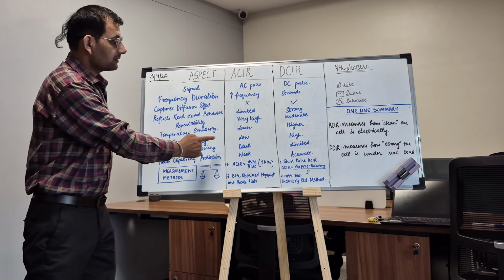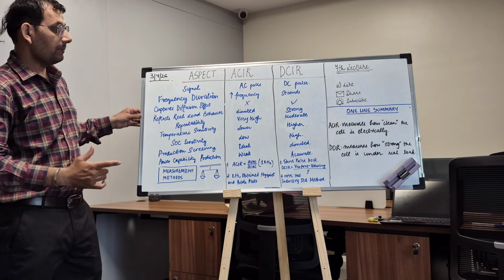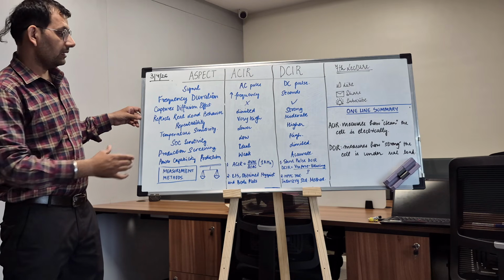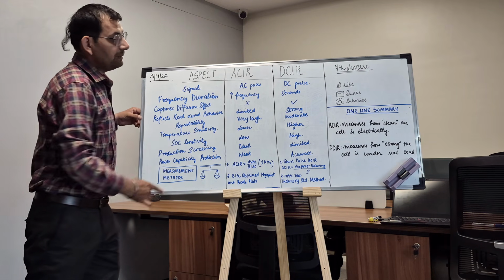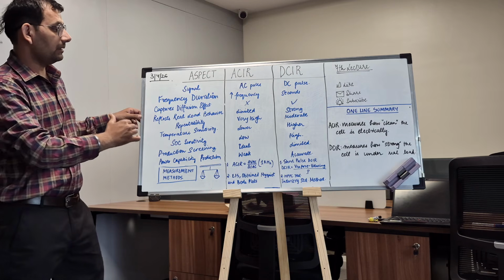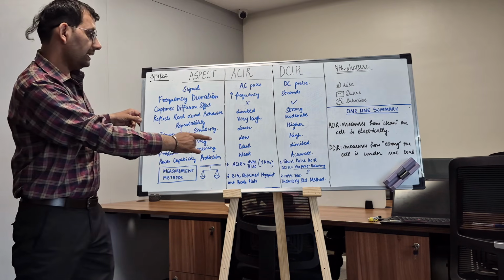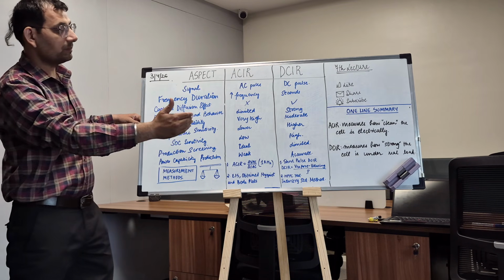And if I am using LFP chemistry, LFP cells for making an ESS battery pack, then nearly 0.25 milliohm is the ACIR of the cell. But for DCIR, I need a different step, the HPPC test, or you can say the short pulse DCIR test.